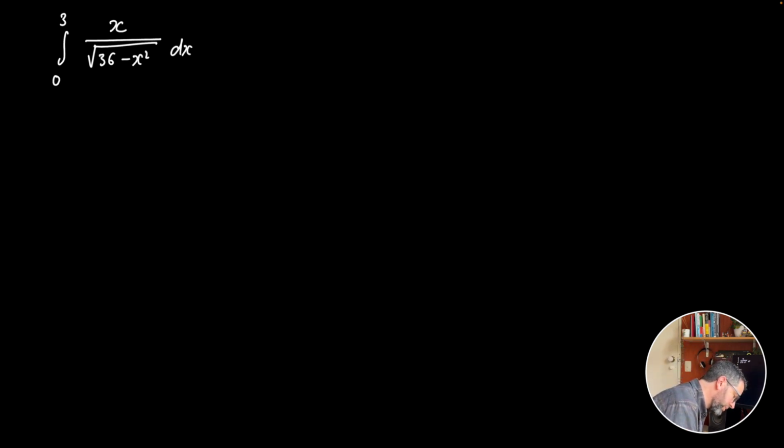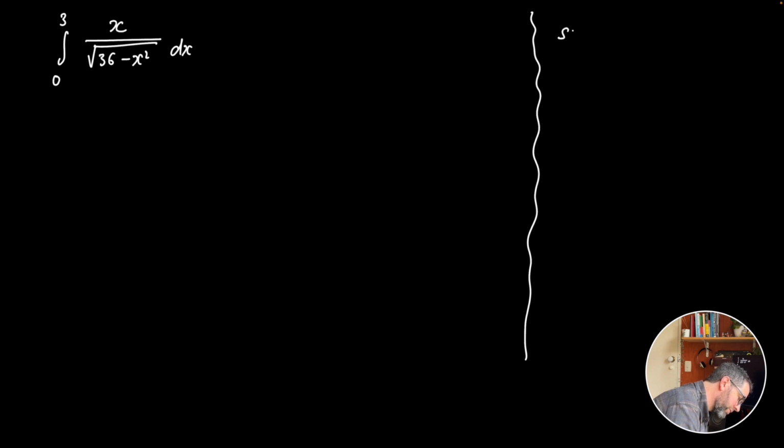So here I've got a definite integral from 0 to 3 of x over the square root of 36 minus x squared dx. Right, trig substitution. One of the things that should trigger you to look out for these is when you see a square root with an x squared and a number. It could be a number minus x squared, or x squared minus a number, or x squared plus a number, and depending on which one of these it is, that will help you decide which substitution to make.